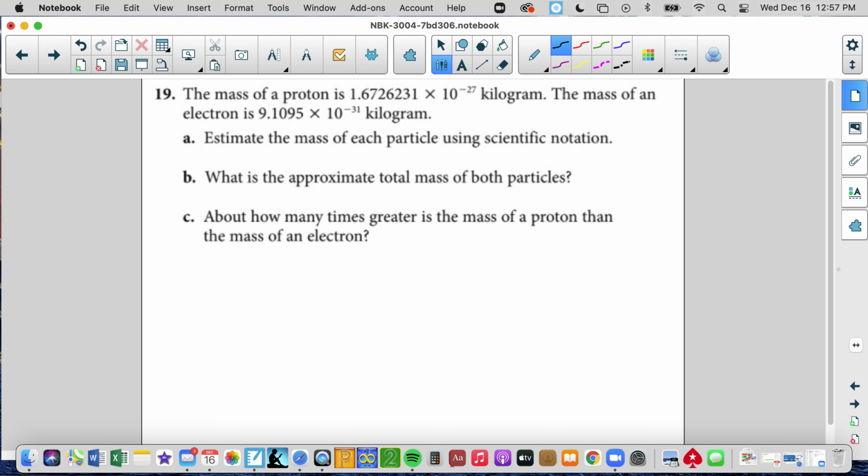Okay. Well, using scientific notation, we already know the mass is already there. The mass of the proton is 1.6, and so on. What is the approximate total mass of both particles? Total mass of both particles. And about how many times greater is the mass of a proton than the mass of an electron? So we know how to do that part.